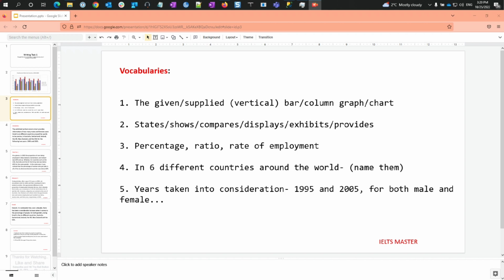Now let's begin with our answer. Introduction. The exhibited vertical column chart provides information of how many males and females were hired in 6 different countries around the world. To be precise, now here I'm trying to add what 6 countries are given in the graph. In Australia, Switzerland, Iceland, the UK, New Zealand, and the USA, for the following 2 years, 1995 and 2005.